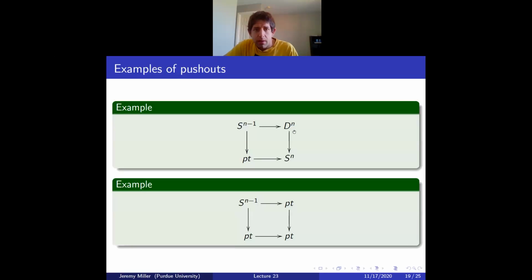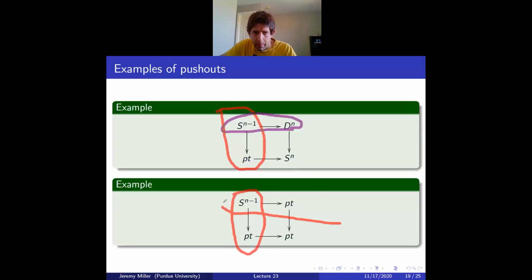So here, this map is a cofibration. The bottom map isn't, but who cares? The purple one is a cofibration, but none of the red ones are. So that's why the pushouts aren't homotopy equivalent.